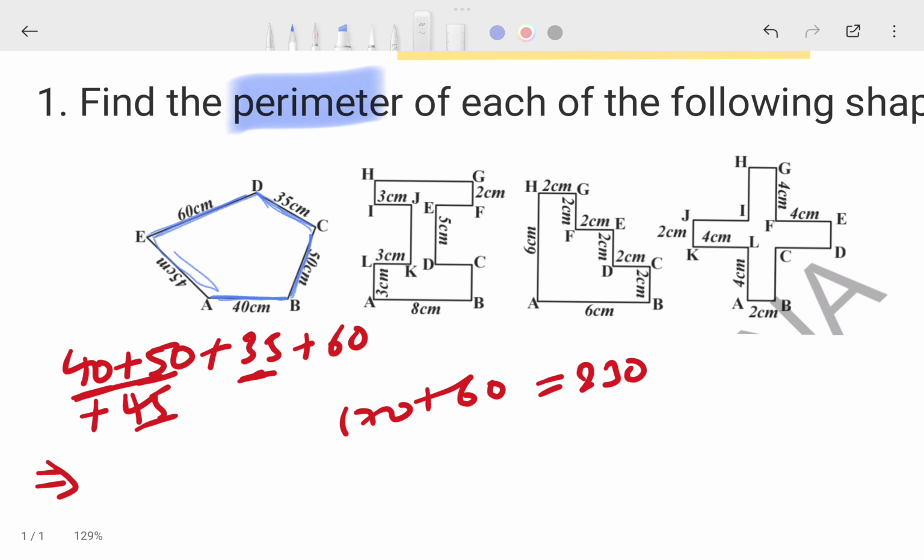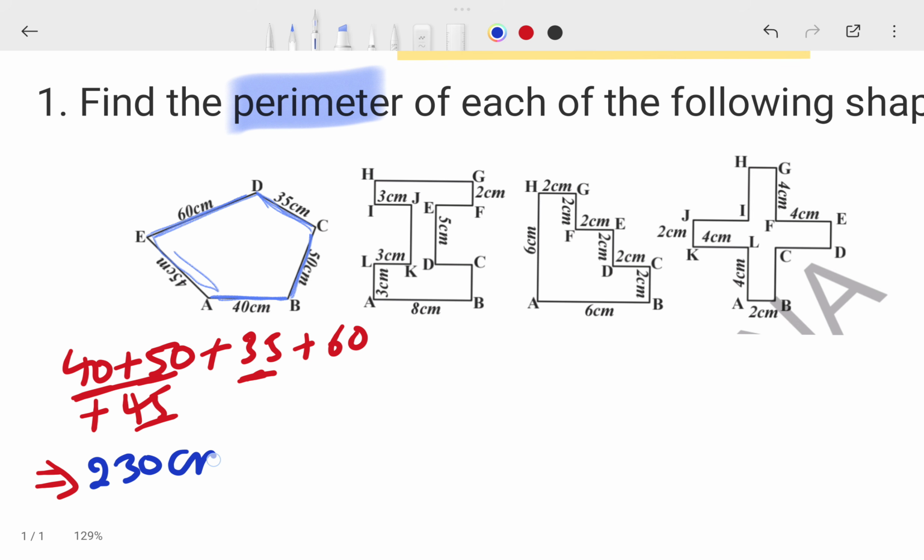Now, if you add all the boundary sums, what is our answer? Answer is 230 centimeter. So this is the perimeter. This is a very simple question. What is the perimeter of this question? We already found it. What we did, we only added the boundaries, whatever the boundary is there, we add it all, like 40, 50, 35, 60, 40, and we get 235. That is the perimeter.